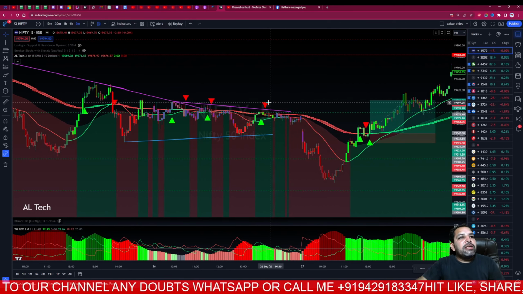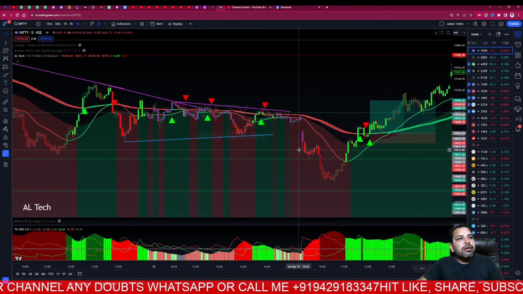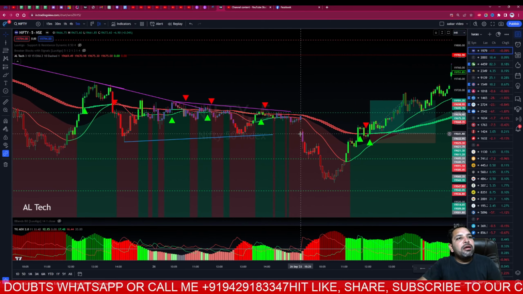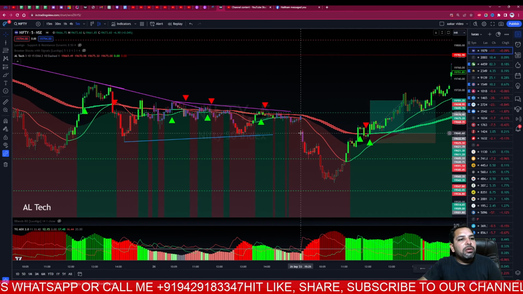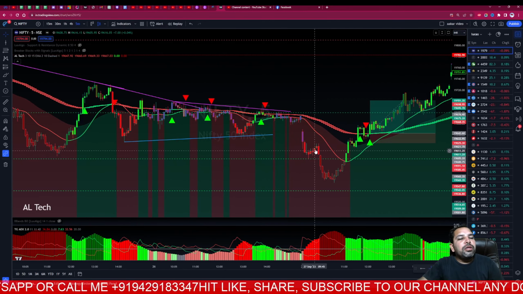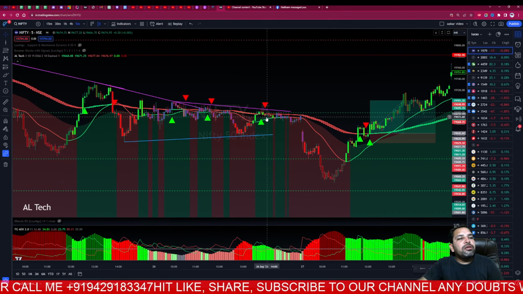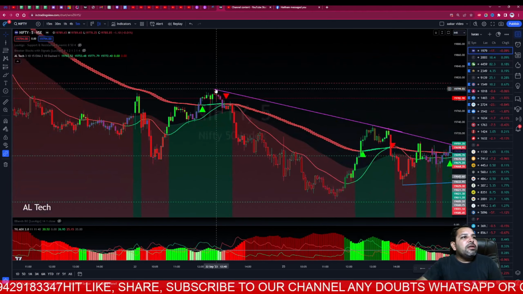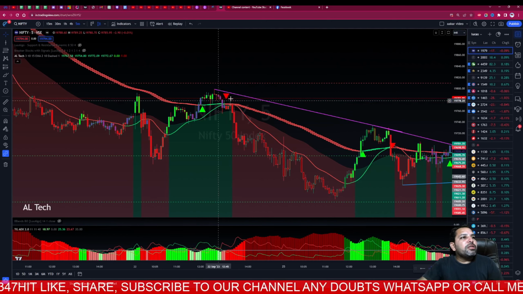So here the sell signal has been confirmed, right? Once you, here you can see the retest and it has opened gap down, right? Gap down. So here you didn't get any confirmation. So this is not a perfect trade, right? Let's see here. Here all the confirmations are matching.